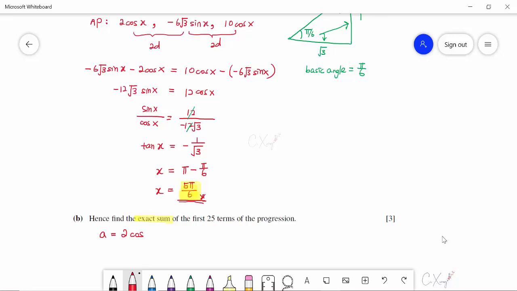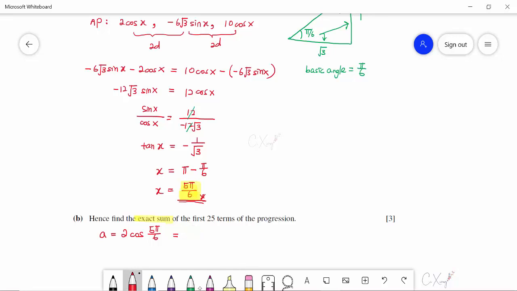So the value for 2 cos x will be 2 cos 5 pi over 6. Alright, so if you try to figure out the value for 2 cos 5 pi over 6, that means it is cos 30 degrees. You should have negative square root 3 over 2, because 5 pi over 6 is in the second quadrant and cos is negative in the second quadrant. By the way, you can actually press the calculator to get this value. Alright, so sorry, I made a mistake here. It should be negative 2.